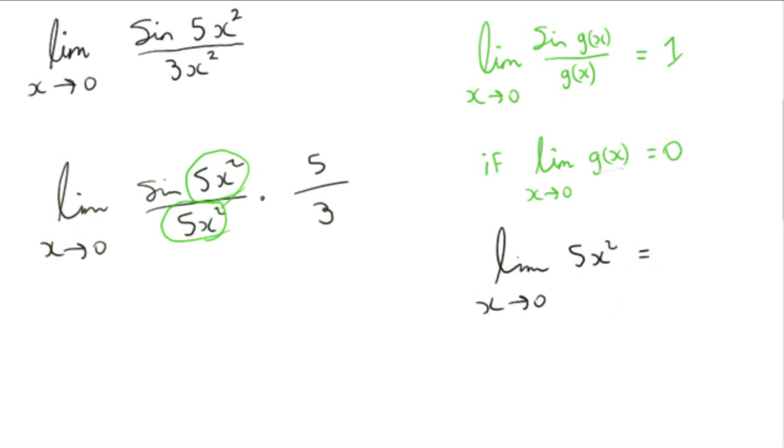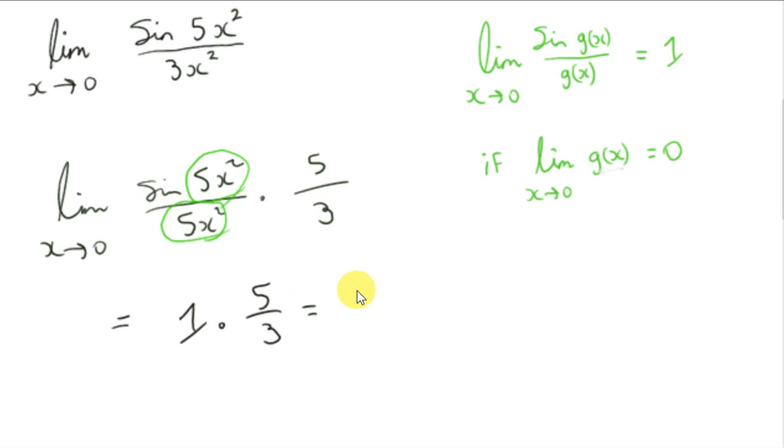So that's the important thing. We need to ensure that this thing here that's highlighted goes to 0 as x approaches 0. Since that's true, the limit of a product is the product of the limits. So we'll have 1 times the limit of 5/3. Well, that's just 5/3. So our answer is 5/3.